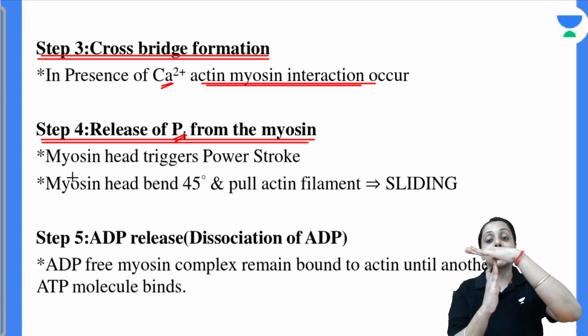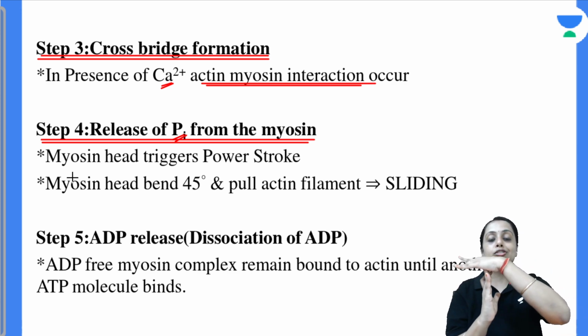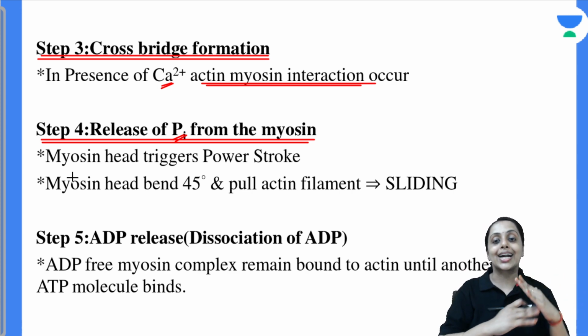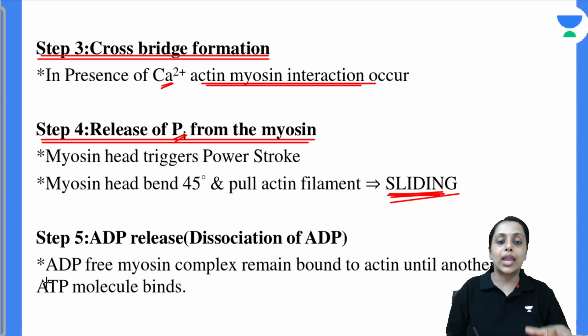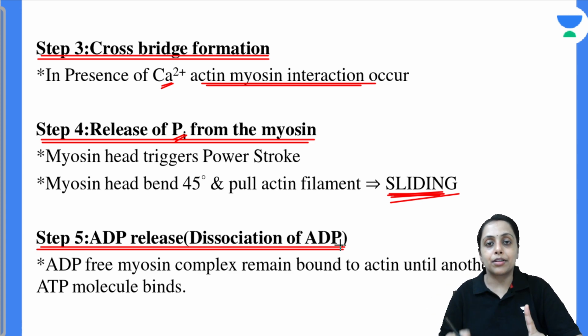So our myosin head from 90 is going to turn to the 45 degree. So it is going to pull this actin filament. So when myosin head turns from 90 to again 45 degree, it is going to pull this actin filament, which leads to the sliding of filament. Okay, and in next step what happened? ADP will be released. ठीक है, hydrolysis पे क्या क्या form हुआ था?